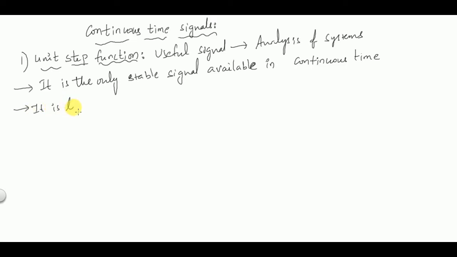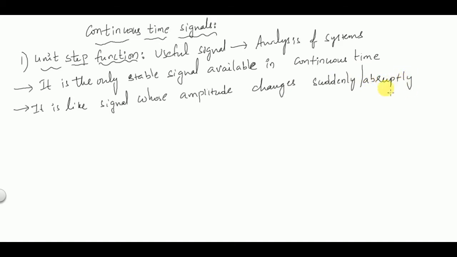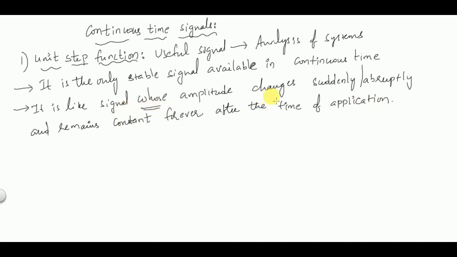It is like a signal whose amplitude changes suddenly or abruptly, and remains constant forever after the time of application. It is generally represented by u of t. U of t represents the unit step function.